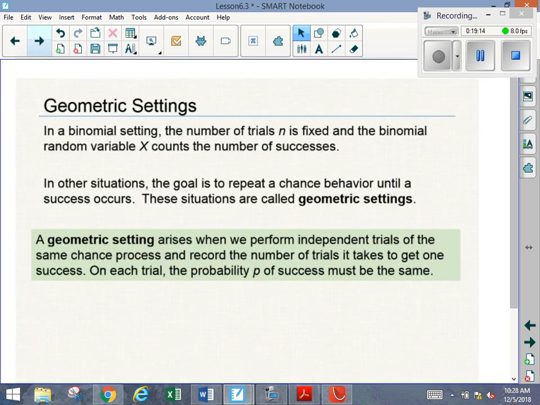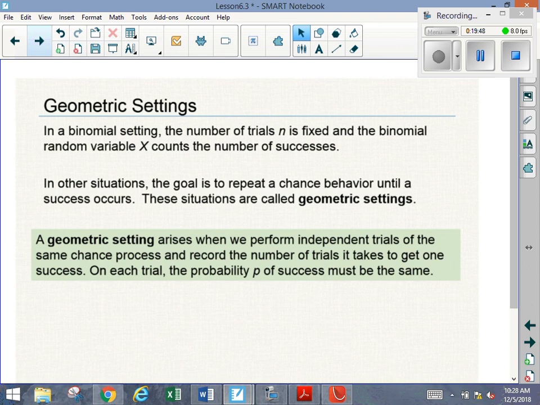Here you go, it's the geometric setting. The main difference between your geometric setting and your binomial setting is that instead of asking, what's the probability of getting 3 successes, for instance, with the LeBron James thing, you're being asked, what's the probability that he makes it on the second time?